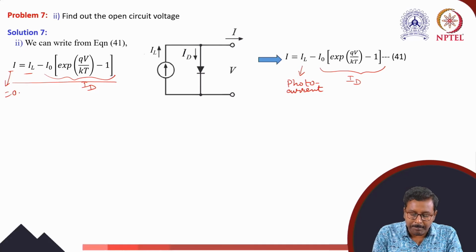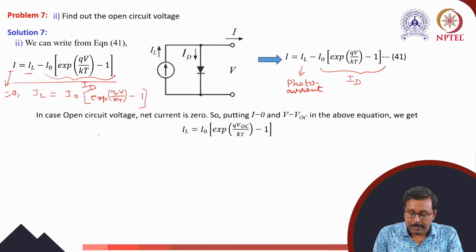then IL will become I0 exponential QV by KT minus 1. Now KT by Q is again the dimension of Vt, so it can be written as V by Vt. So for the open circuit condition, if you replace V with VOC, I should be 0. In that case, this is the relationship.